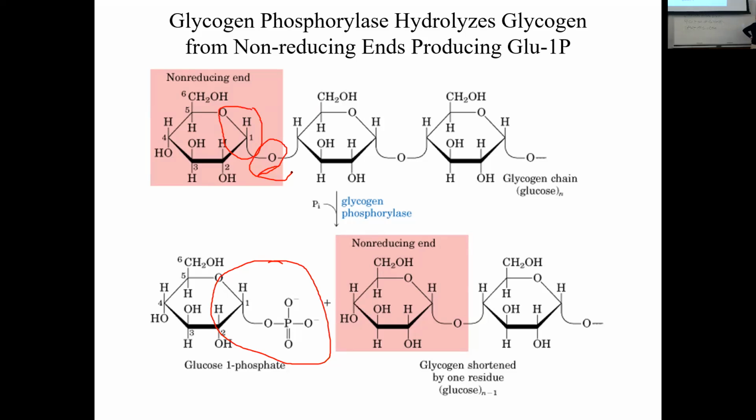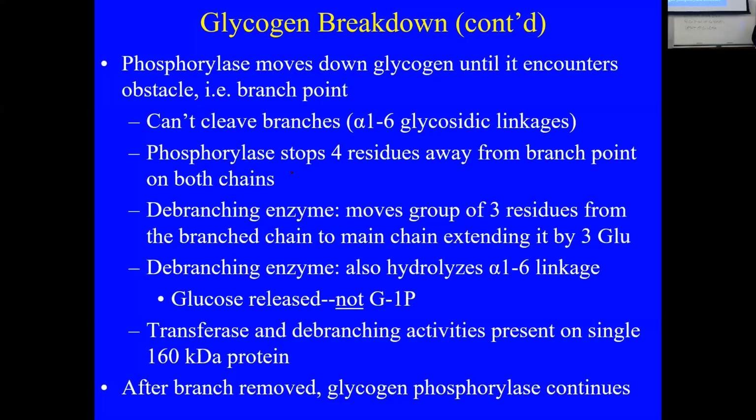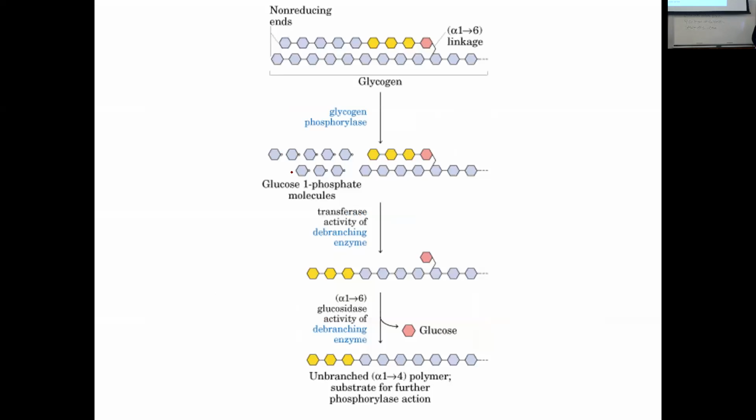Glycogen phosphorylase, by using pyridoxal phosphate, activates a phosphate, which attacks the 1 carbon of the terminal glucose molecule, releasing glucose 1-phosphate. All right. So this process proceeds until we're within 4 glucose molecules of a branch point. And at that point, the glycogen molecule will no longer fit in the glycogen phosphorylase active site.